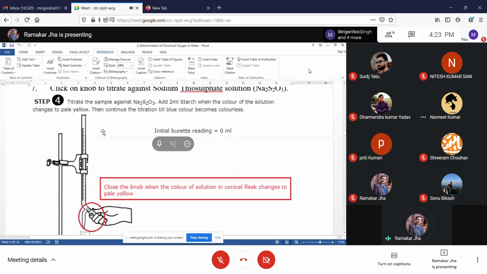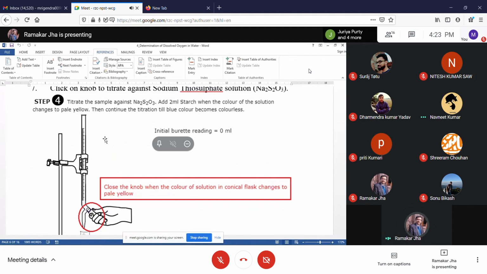Now we start putting in this sodium thiosulfate, start mixing it. It becomes light yellow. Then we add starch, it becomes a deep blue. Then we again add sodium thiosulfate until it becomes colorless. So this is the process, and with this we will come to know the normality of this sodium thiosulfate.